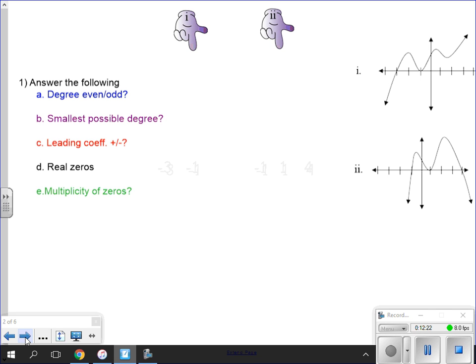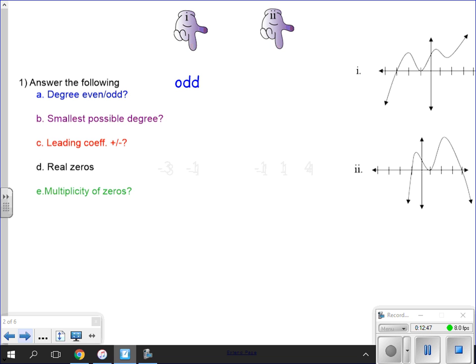So, in that first function, is that even or odd? It's odd. I don't know what the power is, but I do know it's odd. I have no idea what the degree is, but I do know that I have an odd function. When it comes up one way and goes out the other way, it's a polynomial. If it's a polynomial, I know that that's an odd degree.